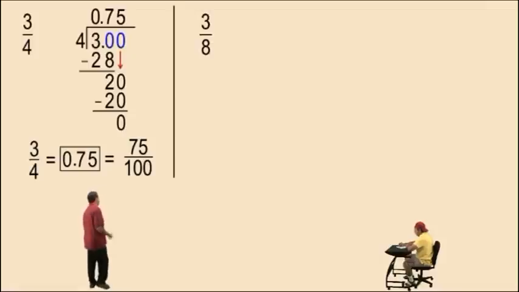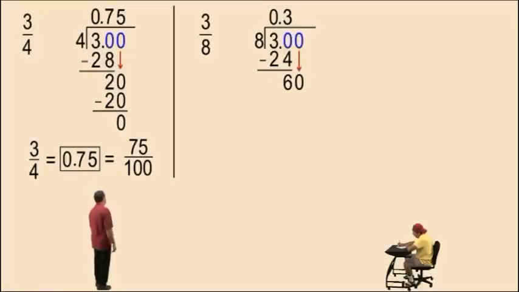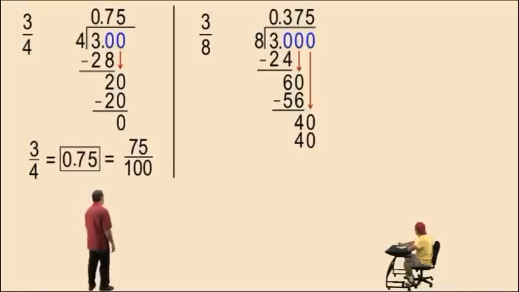Let's try another one here. 3/8. Here we divide 8 into 3. 8 does not go into 3, so we put a 0 as a placeholder, add a 0. 8 goes into 30 3 times. 8 times 3 is 24. We subtract. That gives us a 6. Bring in another 0. Bring it down. 8 goes into 60 7 times, because 8 times 7 is 56. We subtract. We get a 4. Let's add another 0. Bring it down. 8 goes into 40 5 times, because 8 times 5 is 40, and we get a remainder of 0, so we stop.